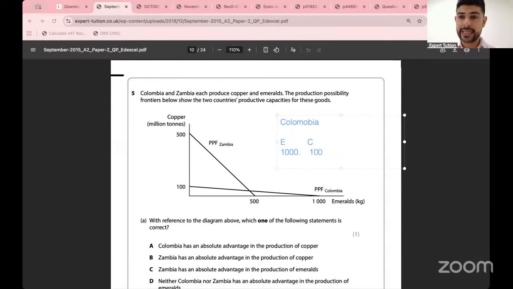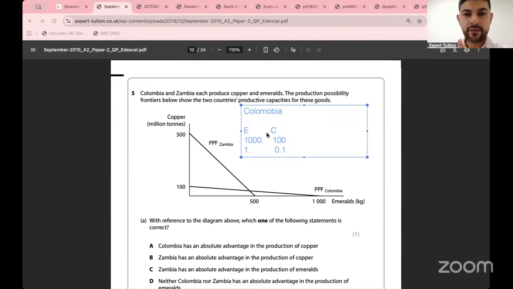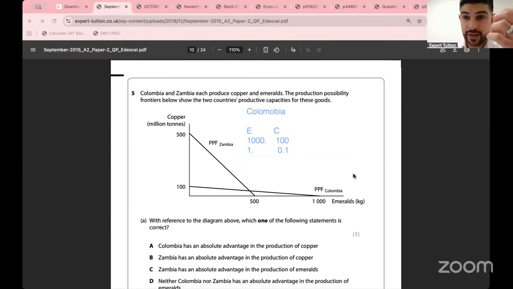Remember what I said: I want to work it out in terms of one. For every 1 kilogram, how much did they sacrifice? I make that into the number one by dividing it by 1,000. So I now do 100 divided by 1,000, which is 0.1. So what did we just work out? We worked out that for Colombia, for every 1 kilogram of emeralds they make, they give up 0.1 million tons of copper.